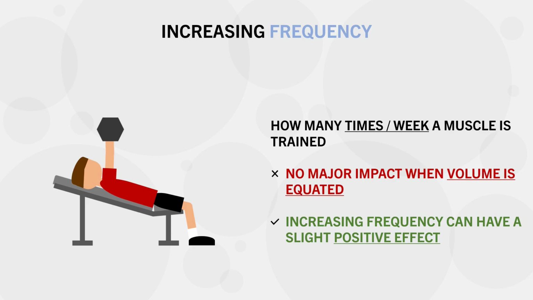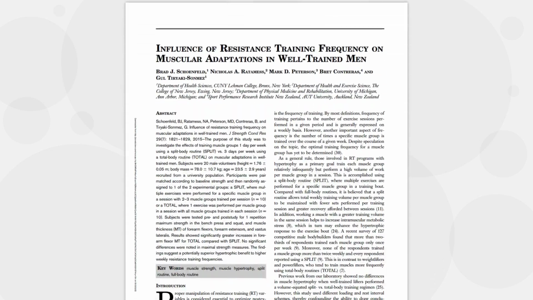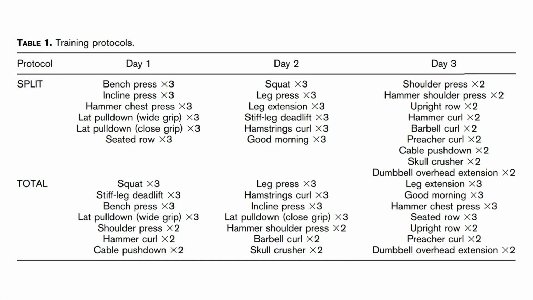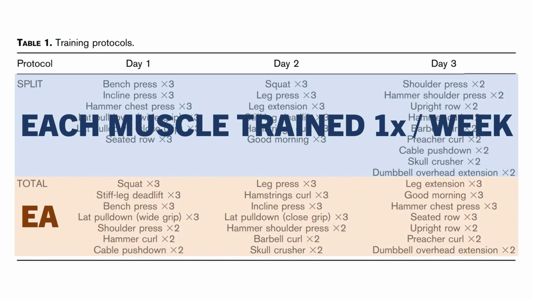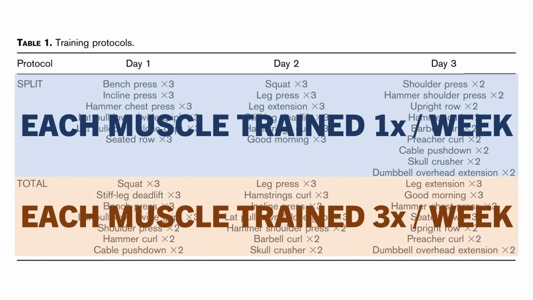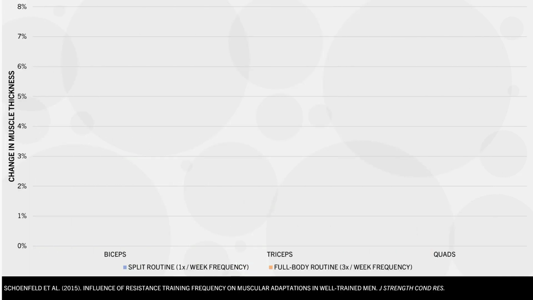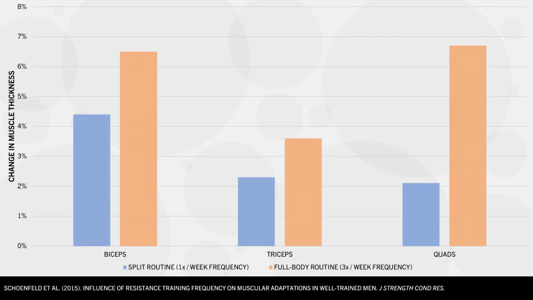For example, this study explored the effects of performing a volume-matched training routine with different frequencies. One group performed a split routine, where each muscle was hit only once per week, while the other group performed the same exercises in a full body routine, training each muscle 3 times per week. As we can see, both groups saw significant muscle growth, but the higher frequency training resulted in slightly greater gains for all muscles measured, as shown in the orange bars.